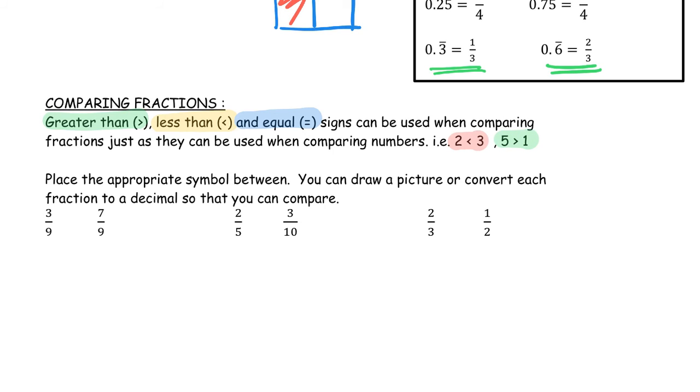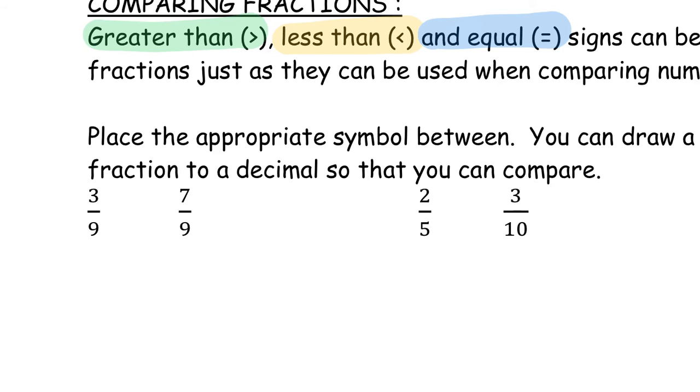So let's compare a fraction. When the denominators are the same, such as in this first example, then these are pretty easy to compare, because if I had a pie cut into 9 pieces and I had 3, or a pie cut into 9 pieces and I had 7, well, clearly the 7 is larger than the 3. So that one's pretty easy when the denominators are the same.